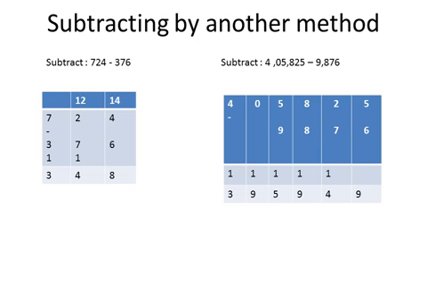Hence the difference is 348. Then 724 minus 376, the answer will be 348. Now the second example is 4,05,825 minus 9,876. You arrange the number as it is and solve by the same method.